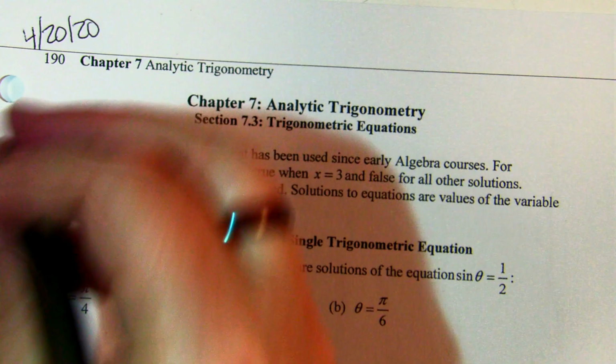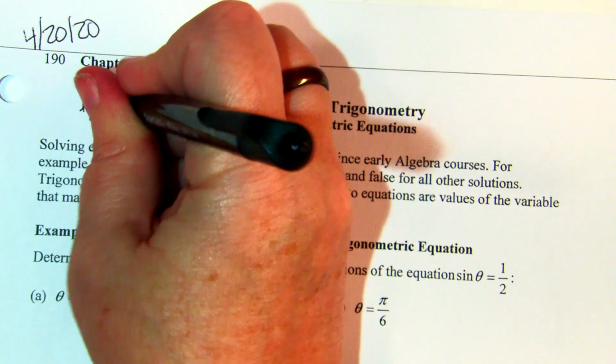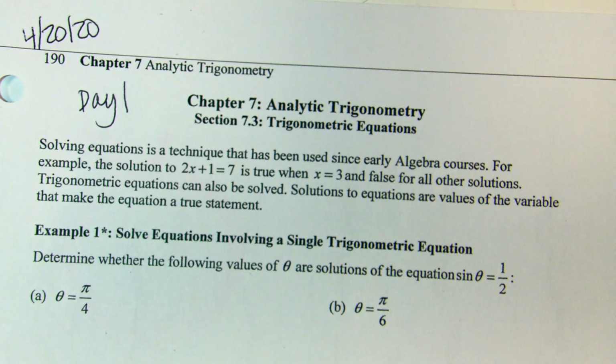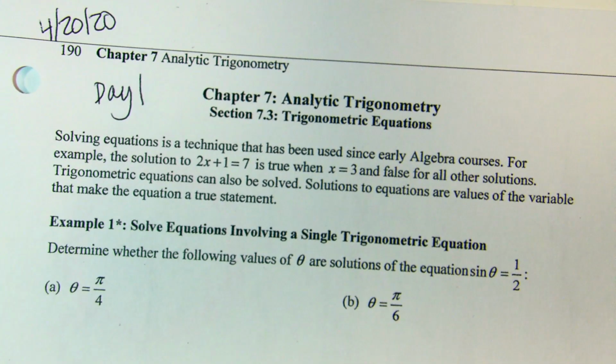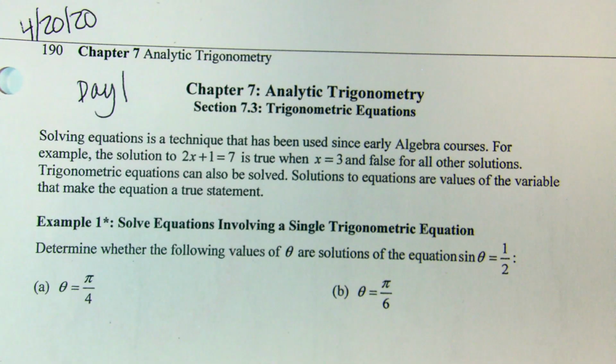7.3 day 1. We're going to learn how to solve trigonometric equations. So given an equation, find which thetas, which angles make those equations true.